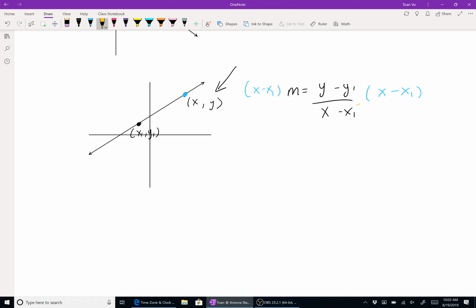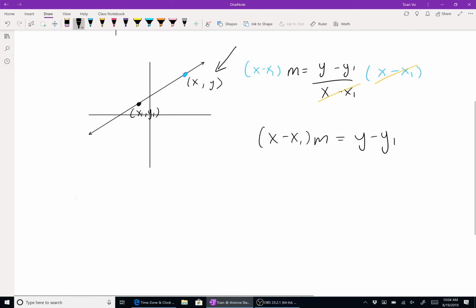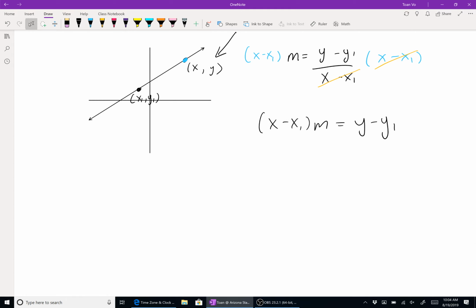And what that does is it clears this fraction and gives us this new equation: x minus x sub 1 times m equals y minus y sub 1. Now, all I'm going to do is pivot this equation about the equal sign. I'm just going to flip both sides just so it looks better. I like the y's to come first. So flipping this equation gives us y minus y sub 1 equals, and I'm going to use the commutative property of multiplication and move the m in front. That's legal to do. Now, that looks a bit more familiar.